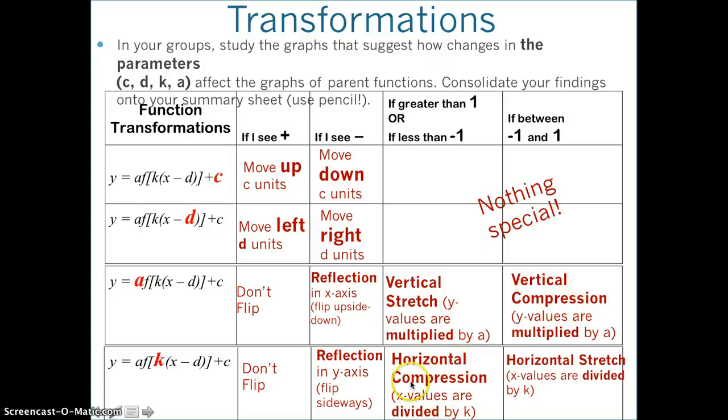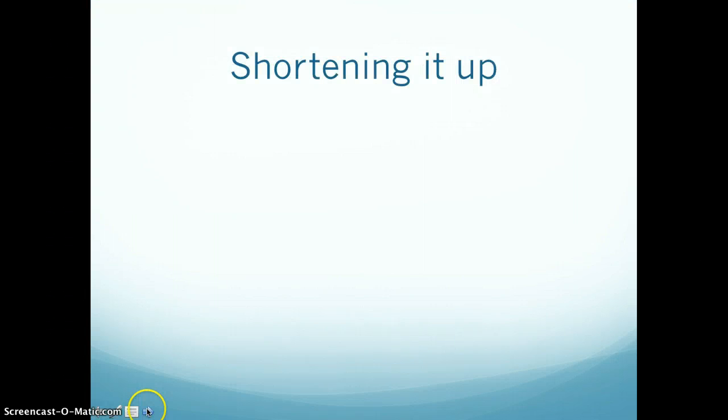With the horizontal, so that K value, if your K value is large, then you have a compression, and if that K value is small, like a decimal number, you actually have a stretch. So counterintuitive. Okay, so in short, this is what your function would look like in function notation, where you have an A, K, D, and C all operating on this f of x.